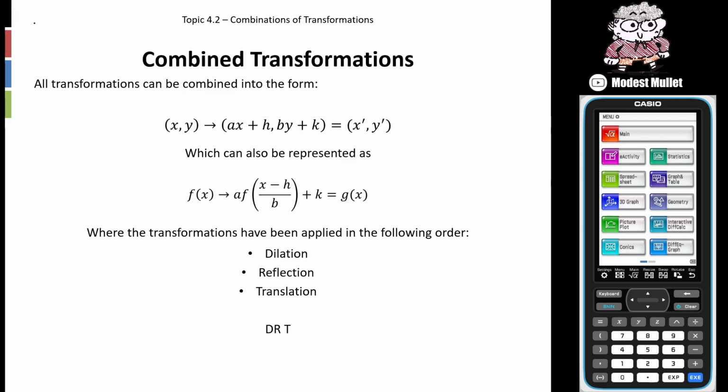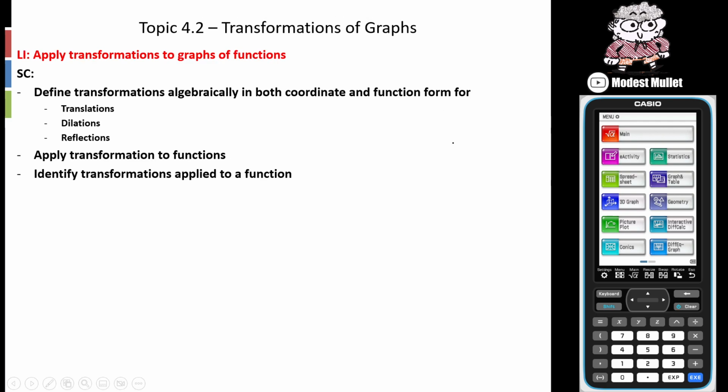To summarise, we can have a look at what we've already done in part 1. In part 1 we defined transformations in both coordinate and function form. Algebraically, we looked at translations, dilations and reflections, and we started applying them to functions. What we're going to do now though is look at combinations of all of these.